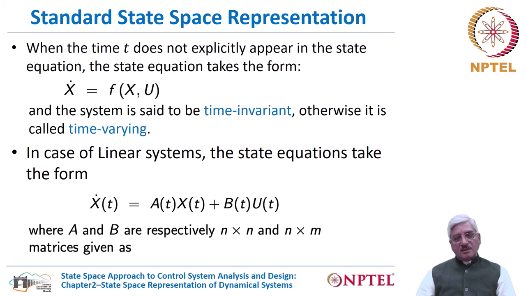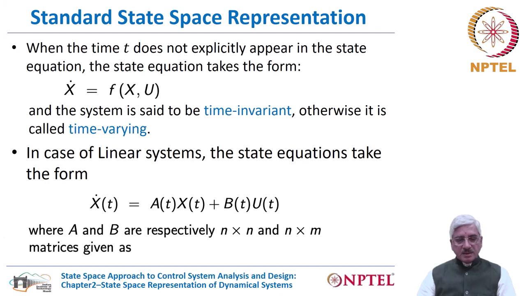When time t doesn't explicitly appear in the state equation, the state equation takes the form x dot equal to f of x and u. There are only n plus m arguments. Time is not there in this implementation. Then the system is called time invariant. This is generally the situation. Most of the time we come across time invariant systems. However, there are a few situations where we come across time varying systems, and in that case the representation which was given in the previous slide holds good.